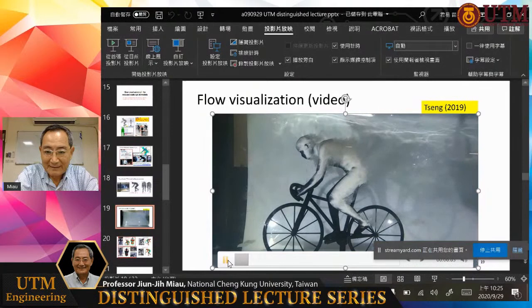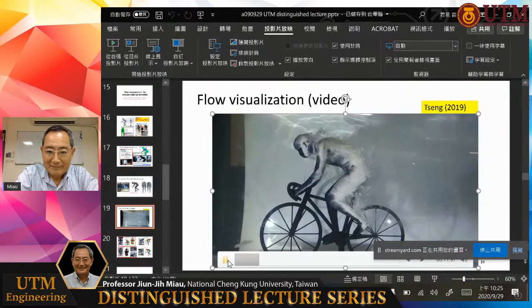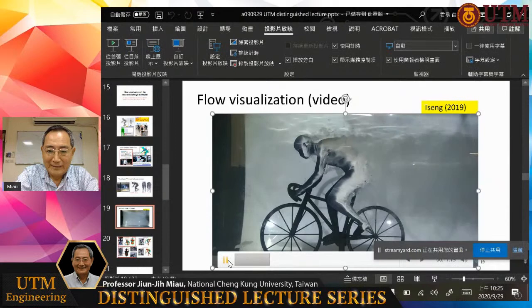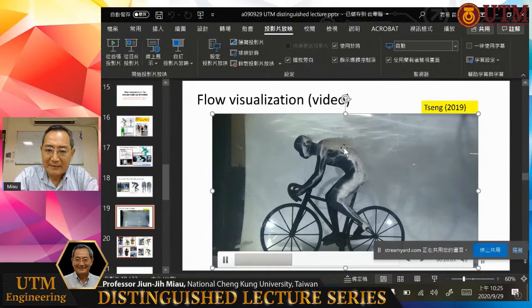Okay, this video was made by my student. It's just to show how we did a flow visualization experiment. This is called oil film visualization. We apply this oil film material on the surface of the model, and then we put this in the water. Of course, this water has a flow speed.